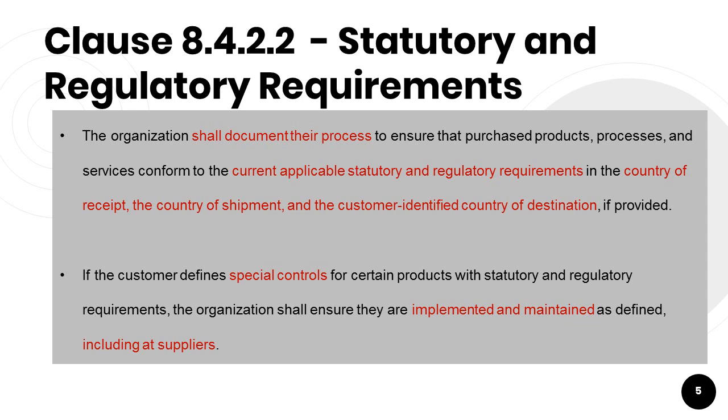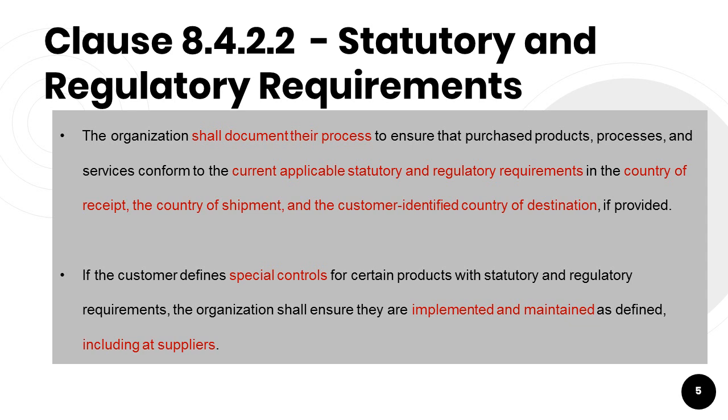Clause 8.4.2.2 explains the requirement of statutory and regulatory requirements. It states the organization shall document the process to ensure purchased products, processes and services conform to the current applicable statutory and regulatory requirements, and that needs to be adhered to for the country of receipt, country of shipment and the customer-identified country of destination if provided.